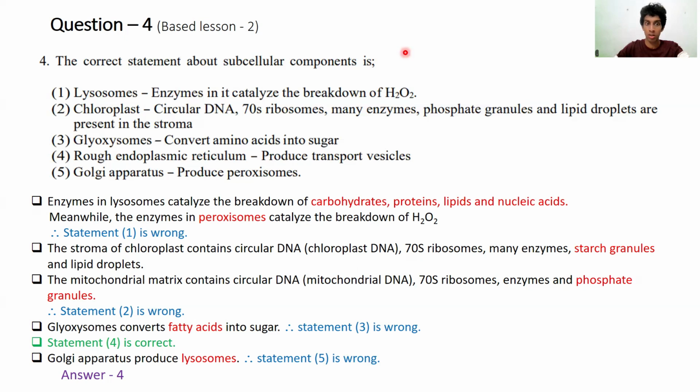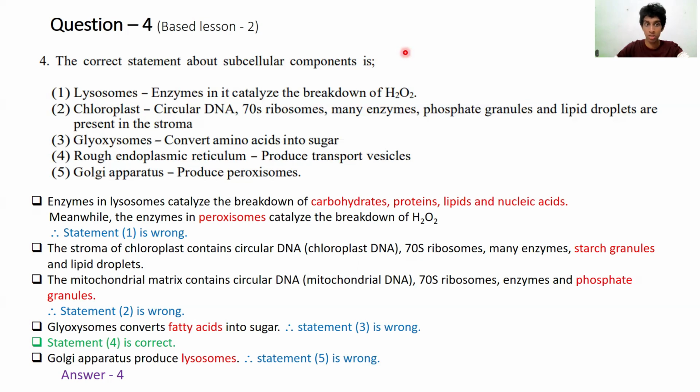Statement 2. Chloroplast. Circular DNA, 70S ribosomes, many enzymes, phosphate granules, and lipid droplets are present in the stroma. The statement 2 is also wrong because phosphate granules are not present in the chloroplast. They are present in the mitochondrial matrix. Starch granules are present in the chloroplast. Therefore, statement 2 is wrong. 3. Glycosomes convert amino acids into sugar. Statement 3 is also wrong because glycosomes converts fatty acids into sugar.